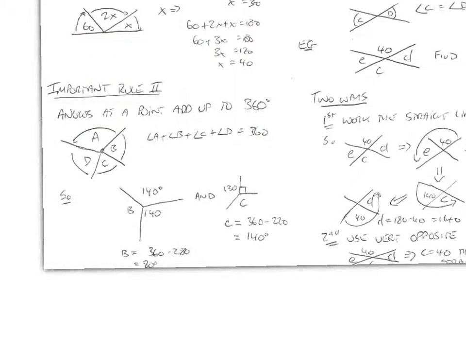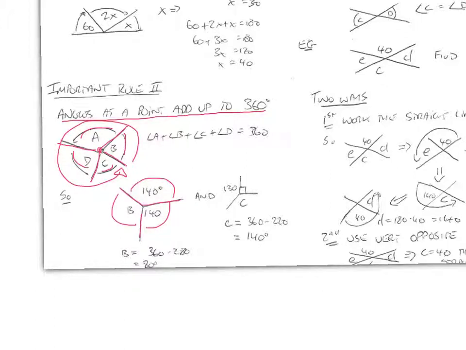Now we'll look at a second important rule, and that rule is that angles at a point add up to 360 degrees. So if I have a point and different lines radiating from that point, then the angles that are generated in between those lines all add up to 360 degrees. So for example, I have here three lines, three angles, 140, 140 and B. To find B, B is 360 minus 140 plus 140, which is 280, so B is equal to 80.